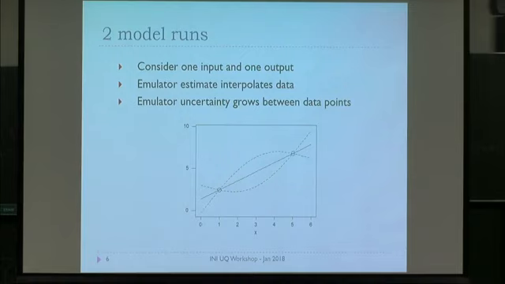And the important point to note here is that there is no uncertainty at these 2 points. We do know what the function does at those 2 points. We have run the code at those two x values, so we know it goes through those 2 points. So the mean function must go through, and the uncertainty must go to 0 at those points.